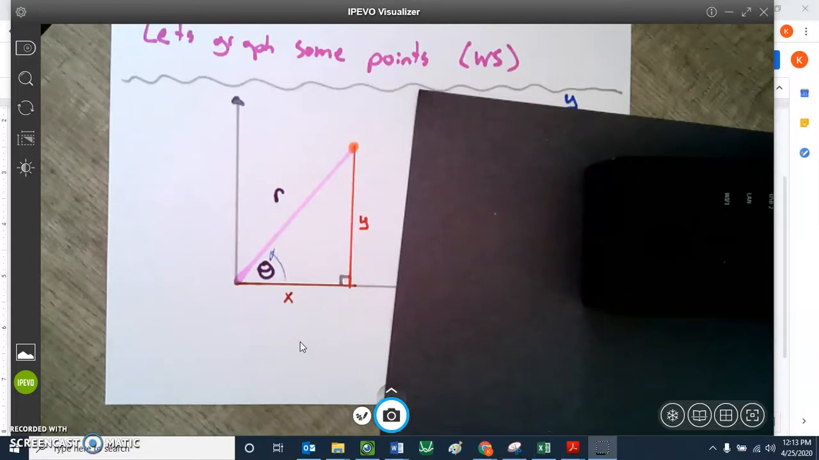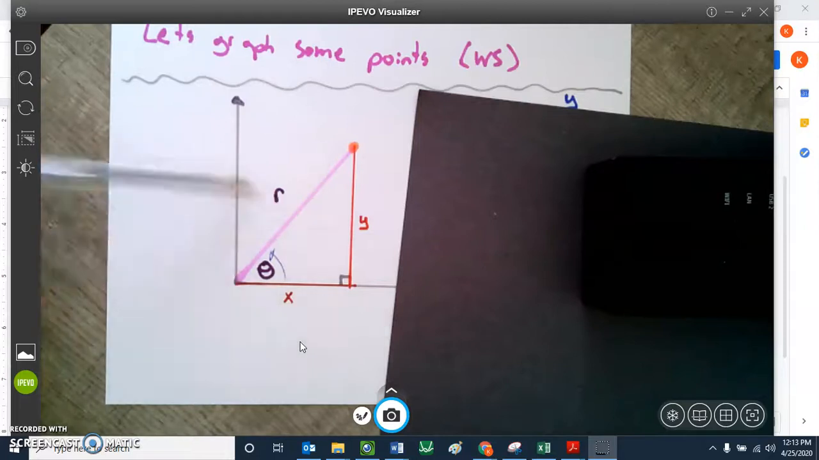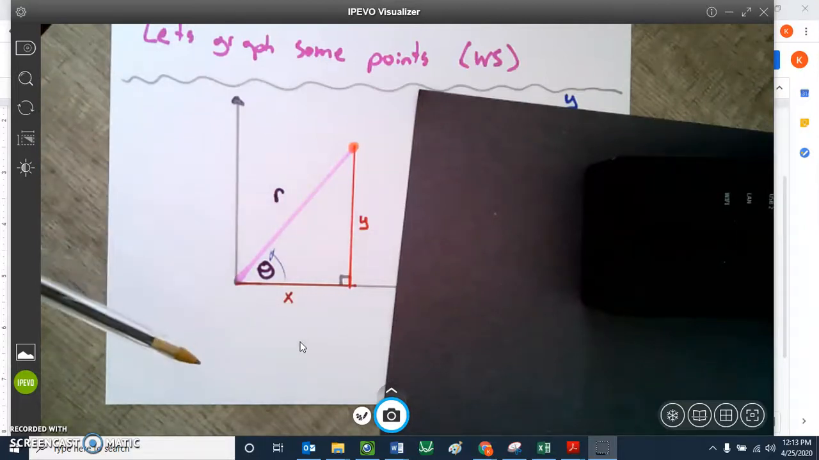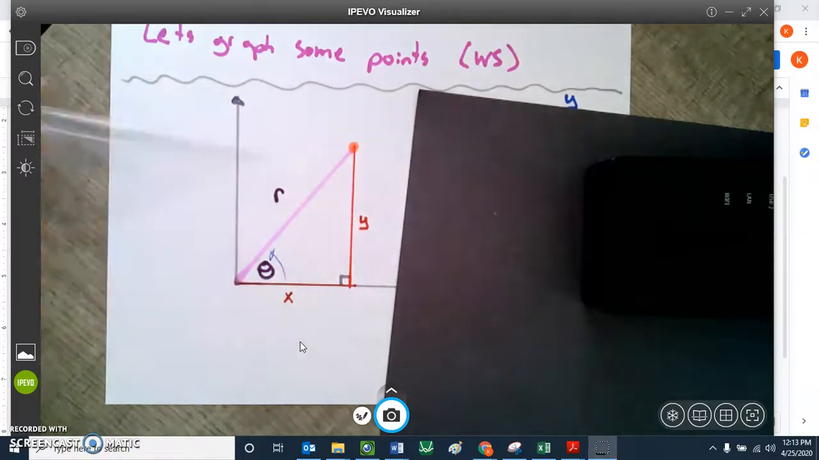Okay, so hopefully you took some time and you came up with something. There's really two main things that are going to connect these guys. It's going to be the Pythagorean theorem, right? x squared plus y squared equals r squared. That connects x, y, and r. And then all of our trig stuff, all of our SOHCAHTOA stuff, is going to connect our r and our theta and our x or our y.